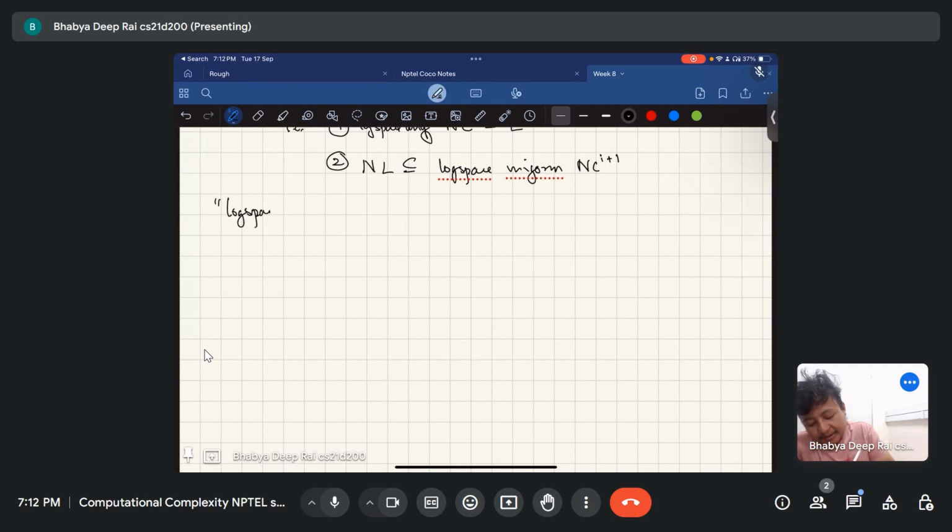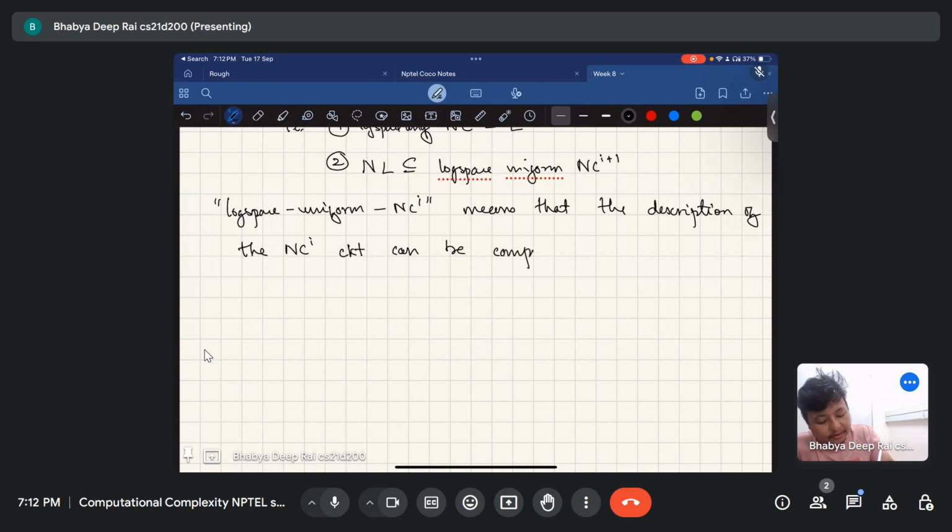Log space uniform. I did it last time, but just to jog your memory. Log space uniform NC^i means that the description of the NC^i circuit can be computed in logarithmic workspace.